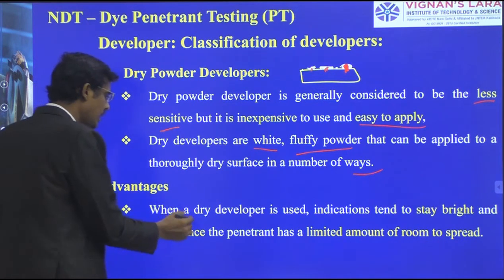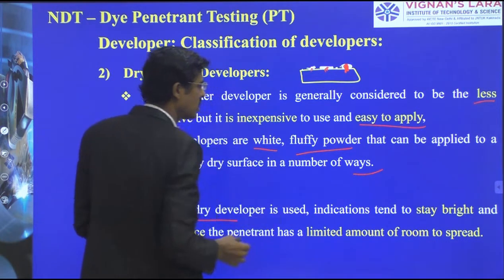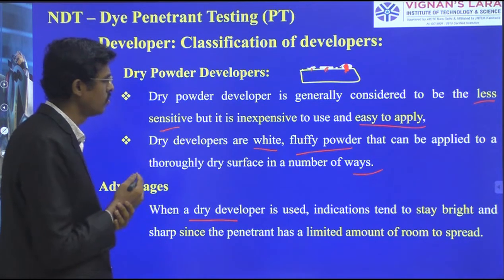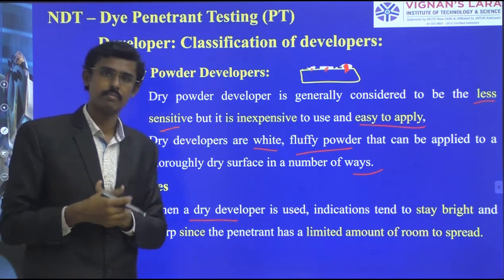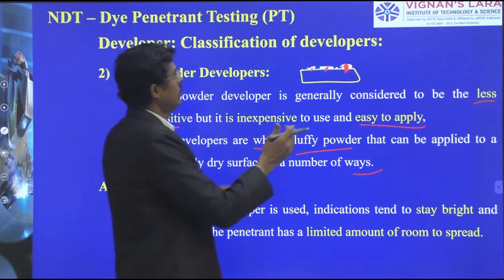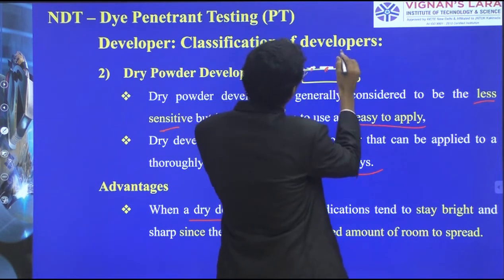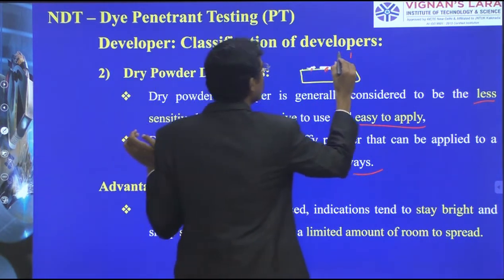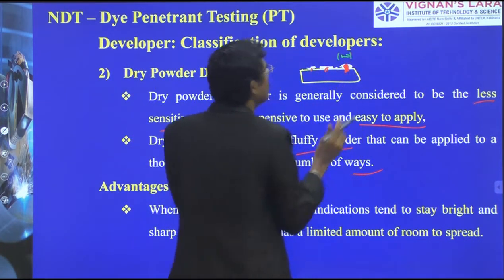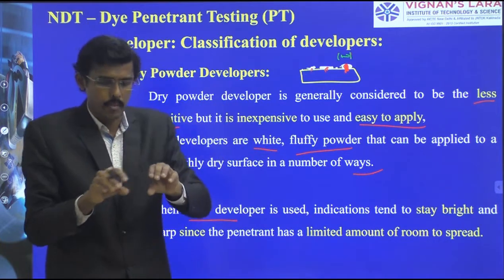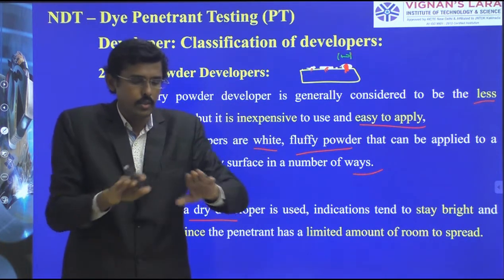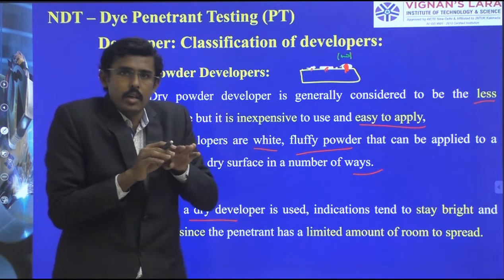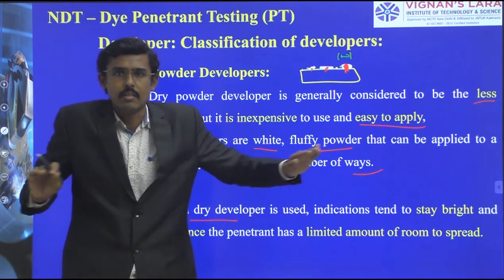The advantage is that when a dry developer is used, the indications tend to stay bright and sharp since the penetrant has a limited amount of room to spread. You see, the powder is only at this point. With a fluid, it spreads over there, and due to porousness the penetrant comes up and also spreads wherever it is in contact with the liquid.